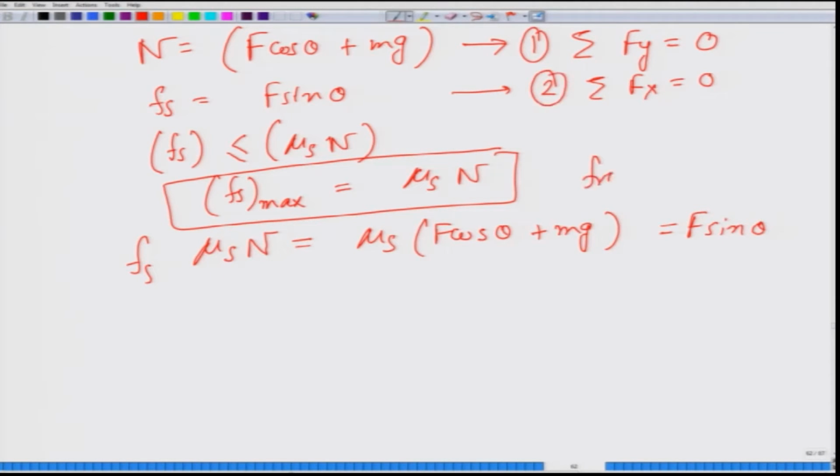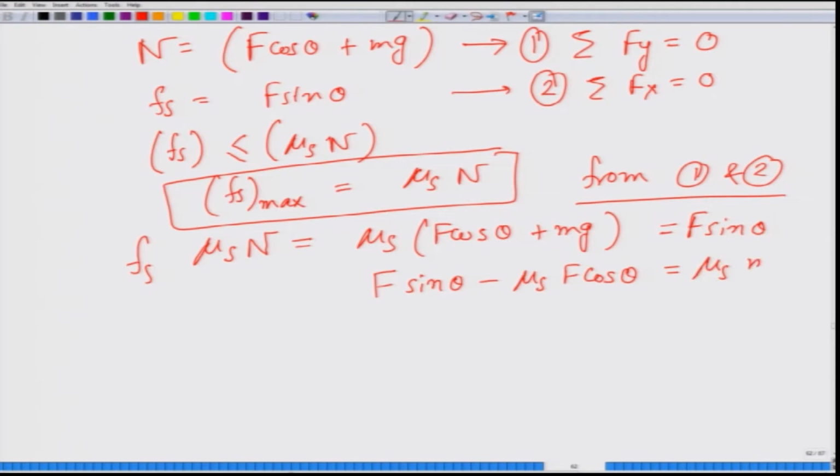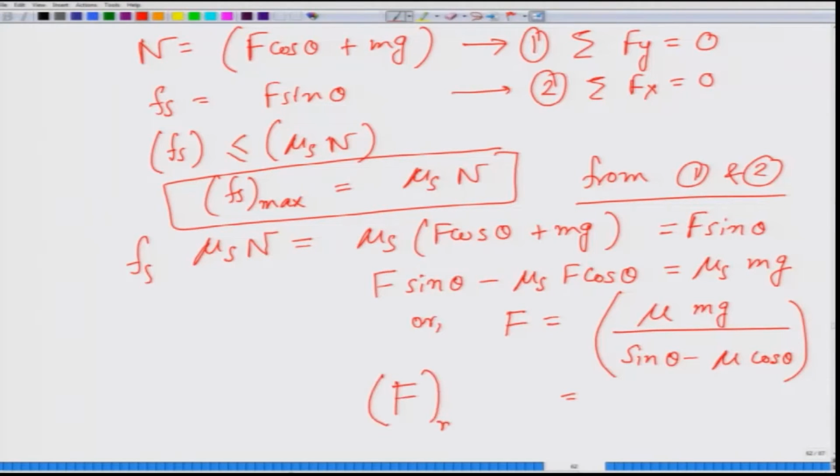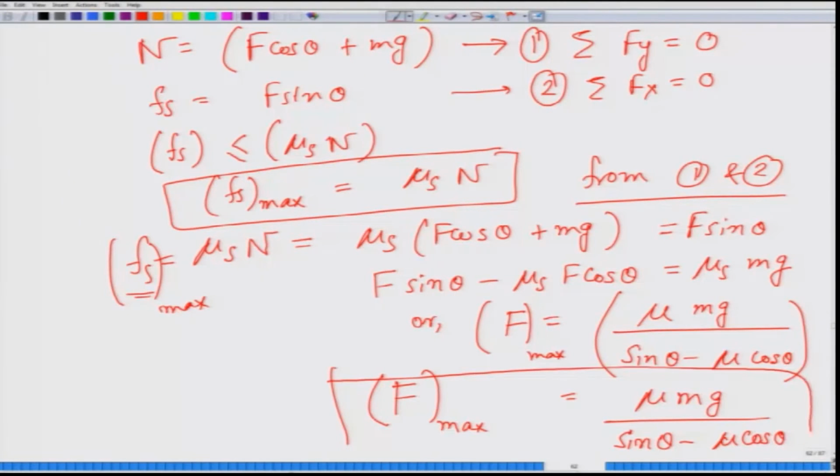This I got from equations 1 and 2. So, I take everything in terms of F. I get F sine theta minus mu s F cosine theta equal to mu s mg, or F is equal to mu mg by sine theta minus mu cosine theta. This is the maximum force, because I took Fs as maximum. So, F max is equal to mu mg divided by sine theta minus mu cosine theta. That is the maximum force to be applied so that the block does not move. So, that completes the first problem.